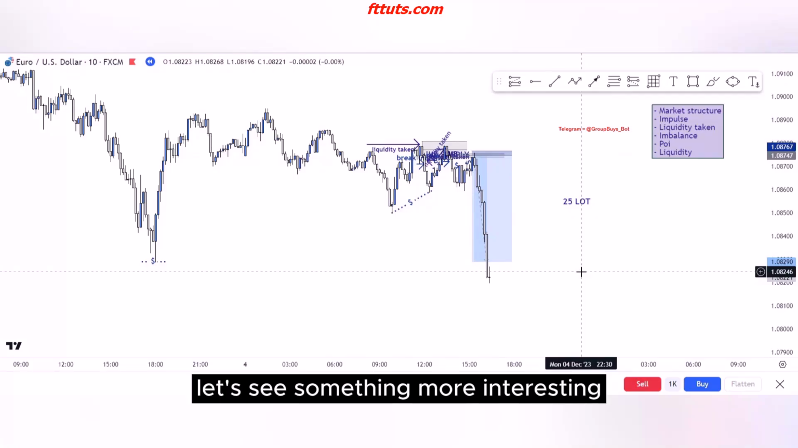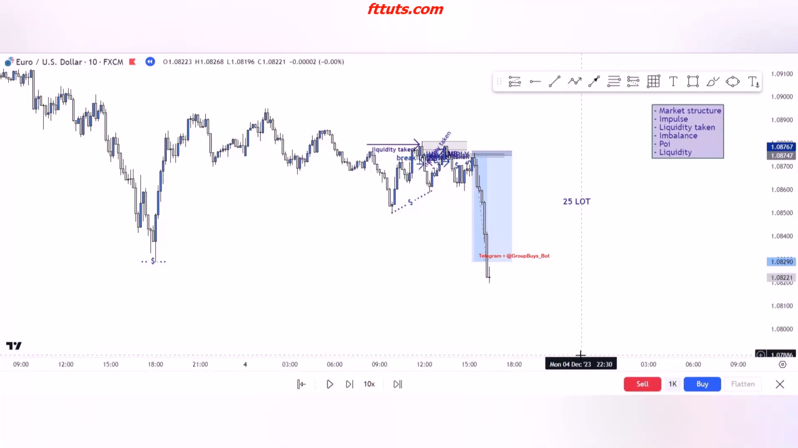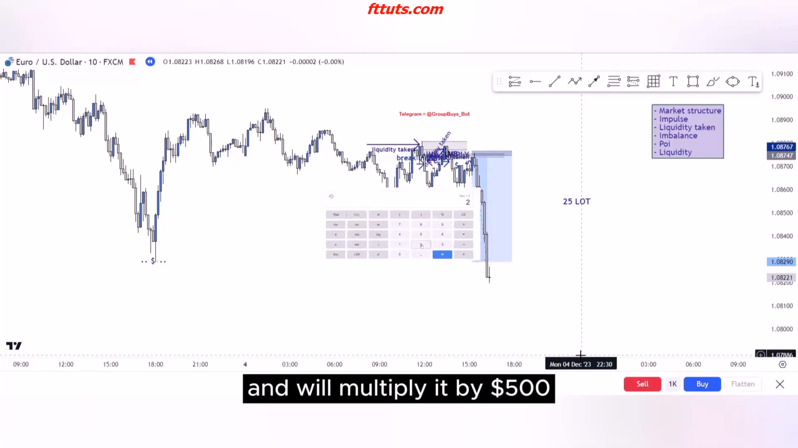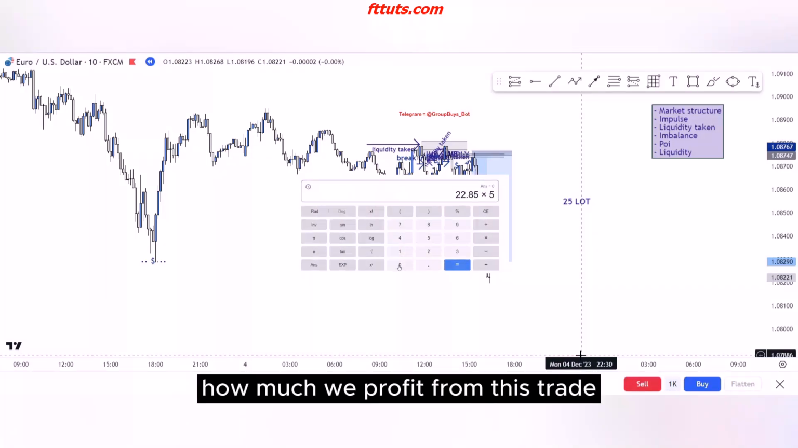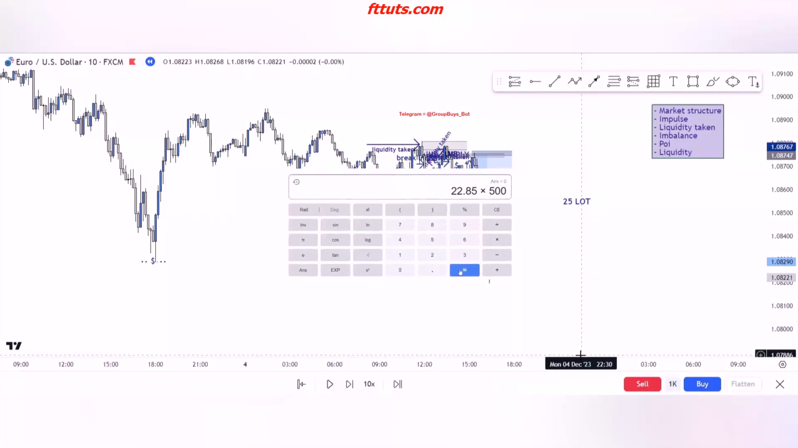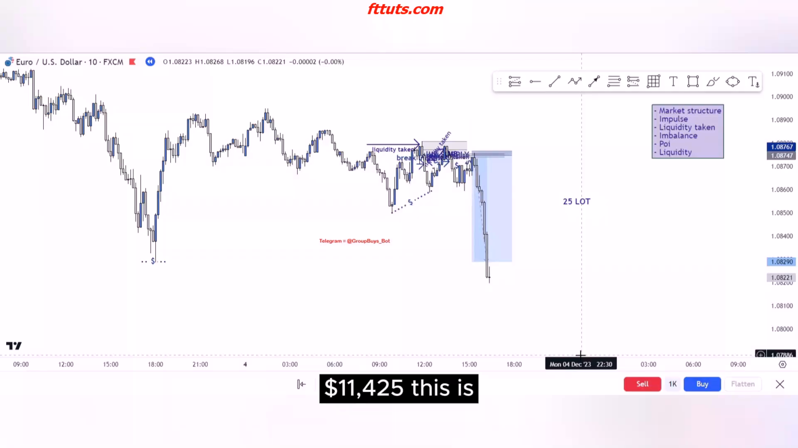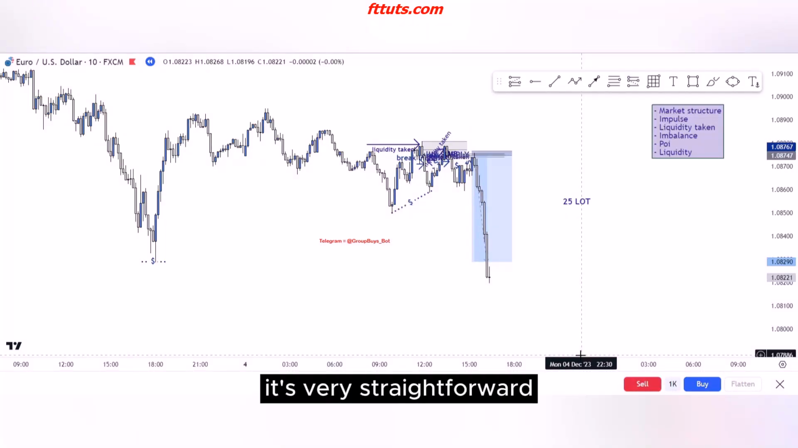Let's see something more interesting. Let's see how much we would make from this trade. Our reward ratio is 22.85, and we'll multiply it by $500. Let's see how much it turned out. How much we profit from this trade. $11,425. This is the amount we supposedly gain from this trade. It's very straightforward. A beautiful classic trade.